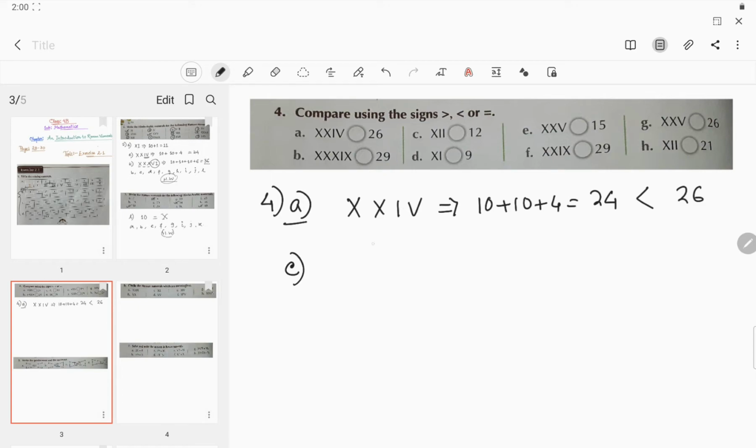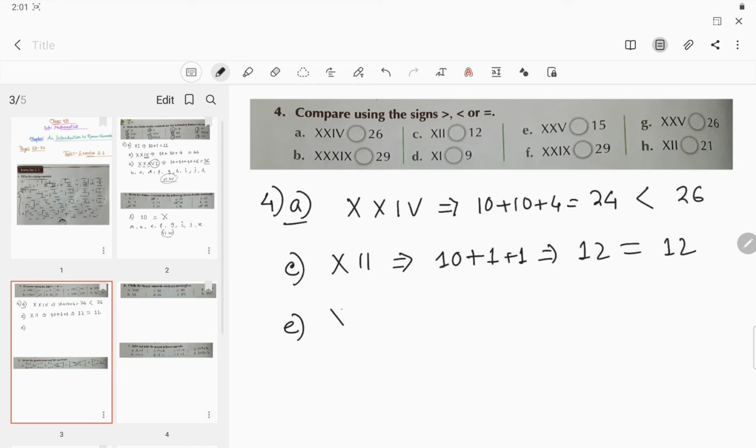Question number C. XII, which means 10 plus 1 plus 1. That means 12. And it is given also 12, so the equal to sign will come.